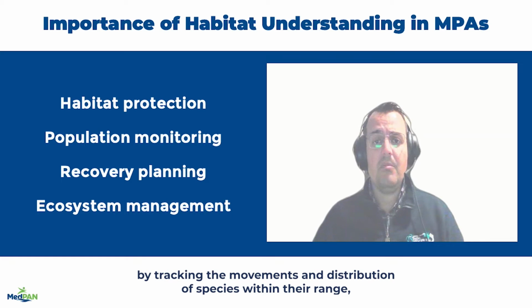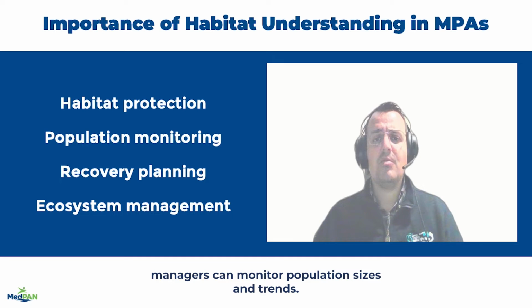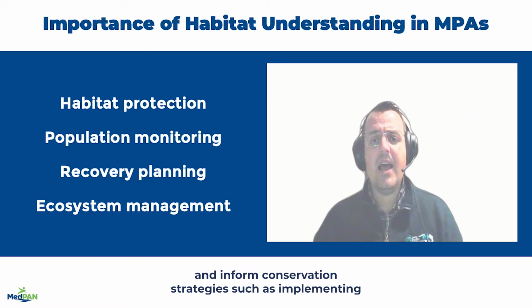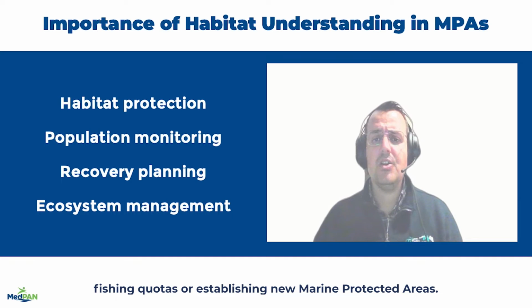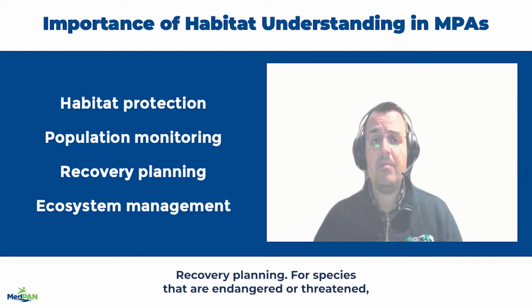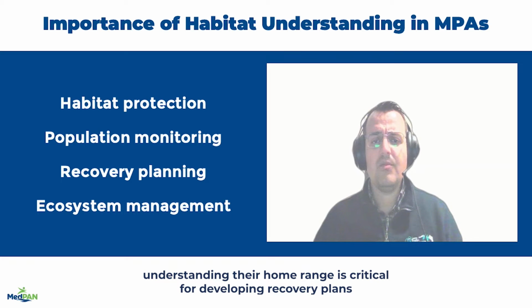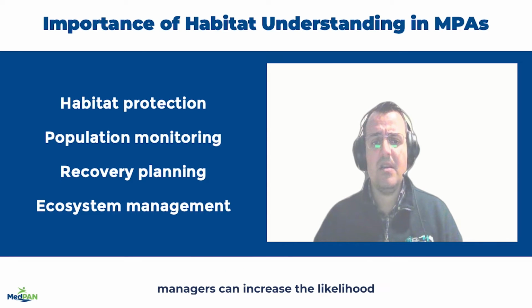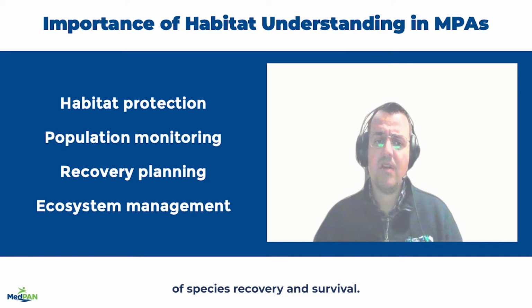Population monitoring. By tracking the movements and distribution of species within their range, managers can monitor population sizes and trends. This information can help to identify areas of concern and inform conservation strategies such as implementing fishing quotas or establishing new marine protected areas. Recovery planning. For species that are endangered or threatened, understanding their home range is critical for developing recovery plans. By identifying and protecting critical habitat areas, managers can increase the likelihood of species recovery and survival.